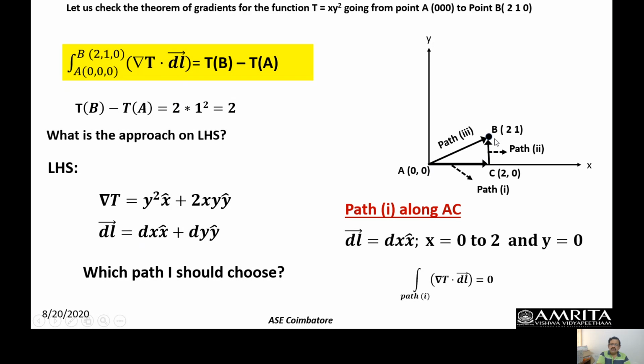Now to reach this point I have to evaluate one integral first, then another integral. So it is called integration by segments. So first integration, second integration, then add it up. That's what I'm going to do.